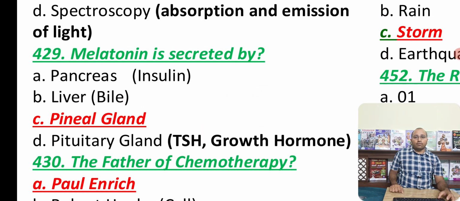Now we have something called melatonin. You know about the pineal gland, which secretes melatonin, and the pancreas secretes insulin to maintain the sugar level in our human body.